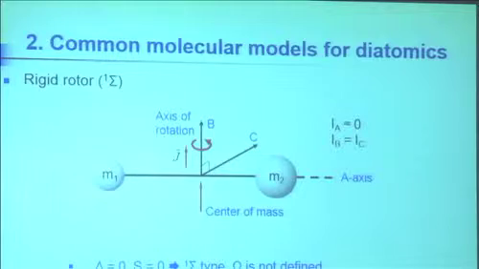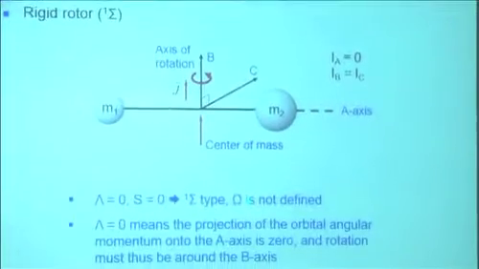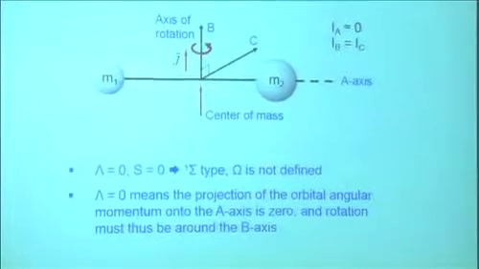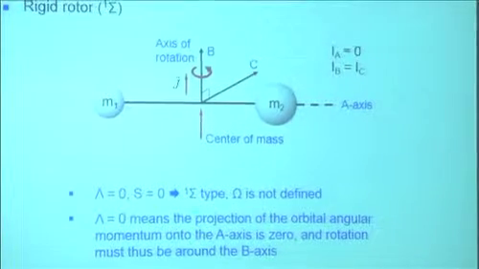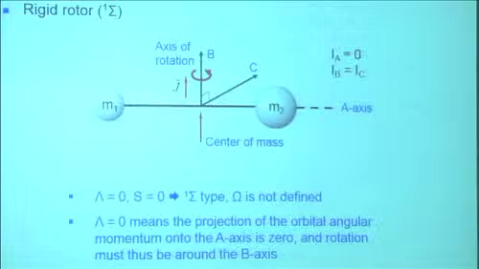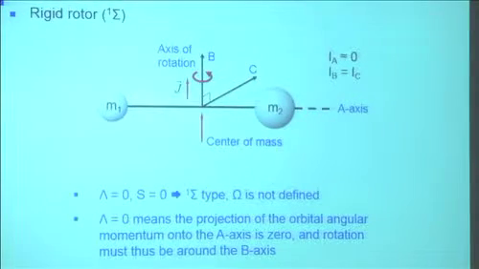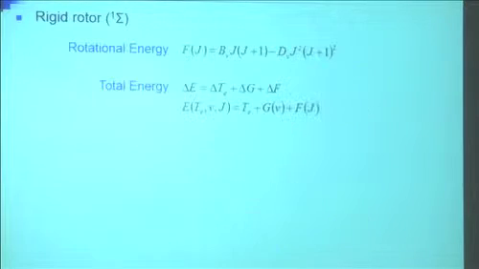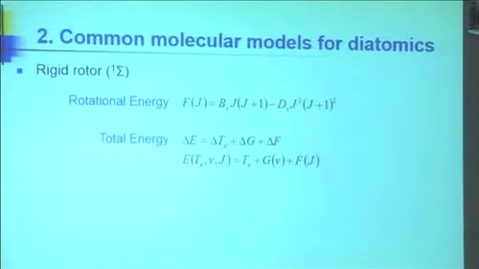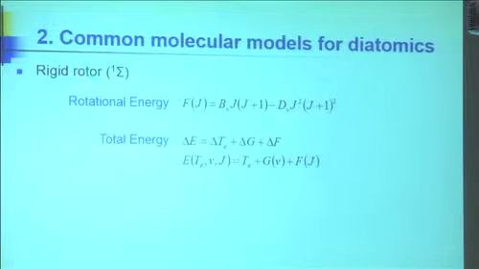So this omega, which was the combination of 2 vectors, is 0. It's not defined. So there's no projection of any orbital angular momentum onto the A axis. The only rotation, and therefore the only angular momentum we have to worry about, is the one we've already dealt with of the nuclei. So life is good when you see 1 sigma.